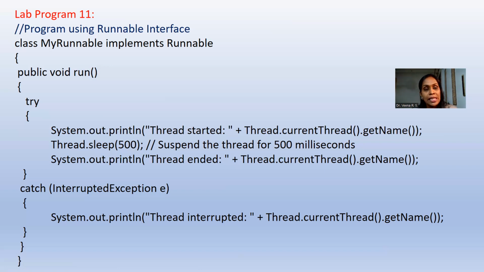So this is basically a class called myRunnable. And this myRunnable class's objects can act as multiple threads. And those threads can run parallelly along with the main thread. So this is a class implemented from Runnable.